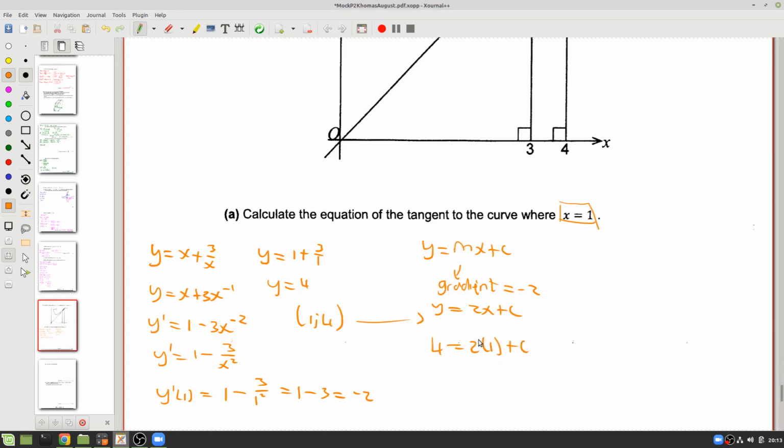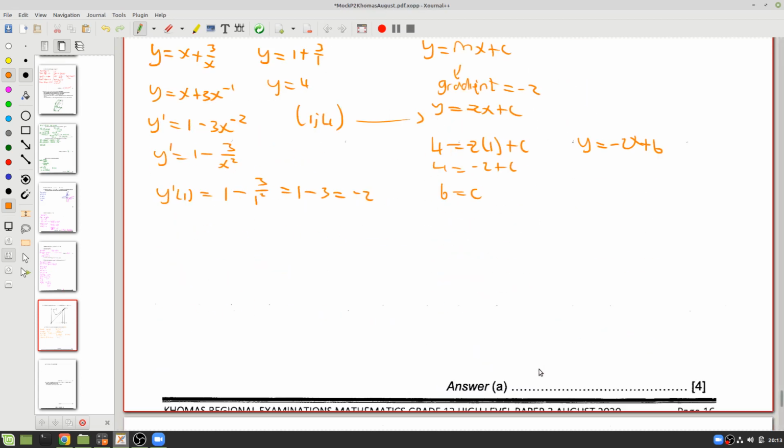Oh, sorry, this is negative 2. My bad. So this is 4 equals negative 2 plus c. So 4 plus 2, 6 equals c. So finally we have y equals negative 2x plus 6, and that will be our answer here: y equals negative 2x plus 6.